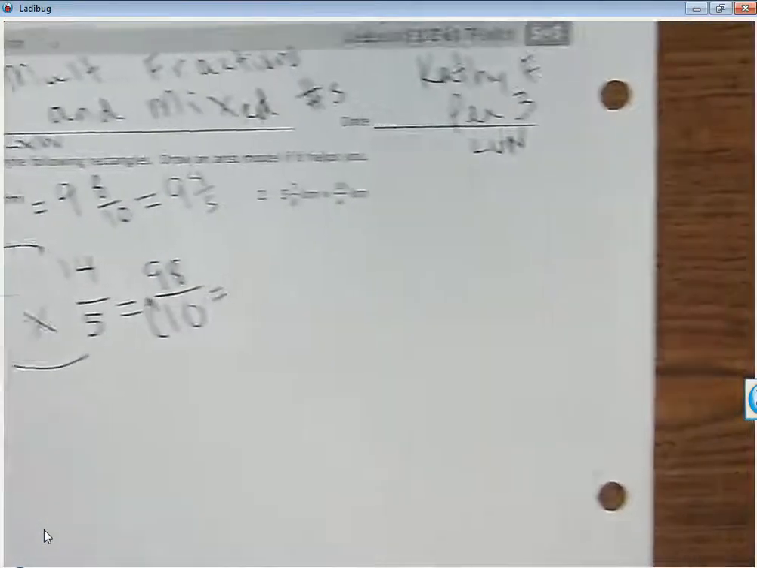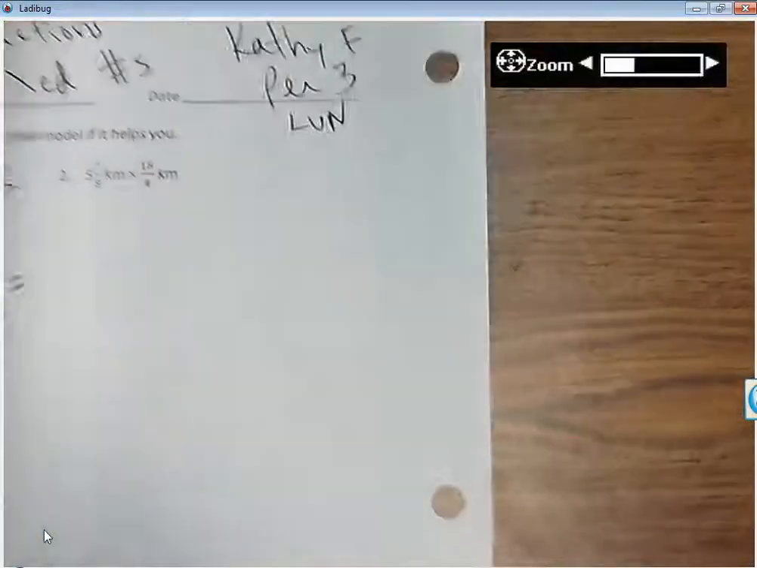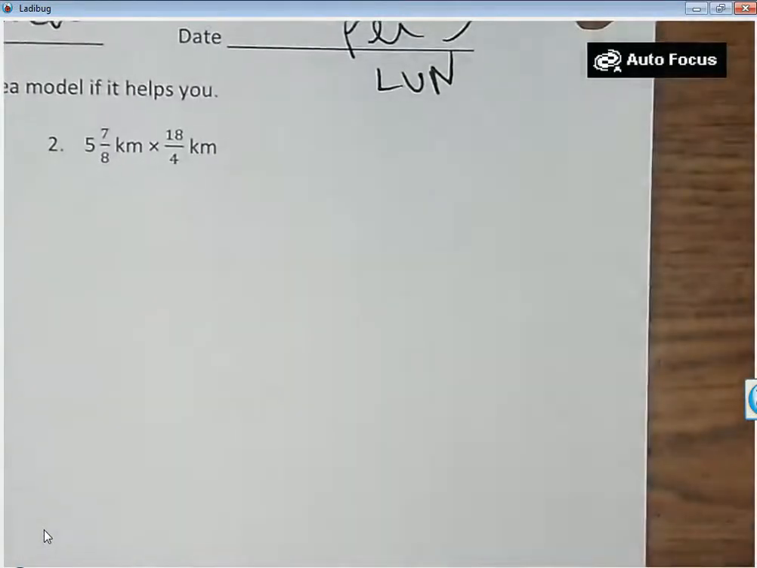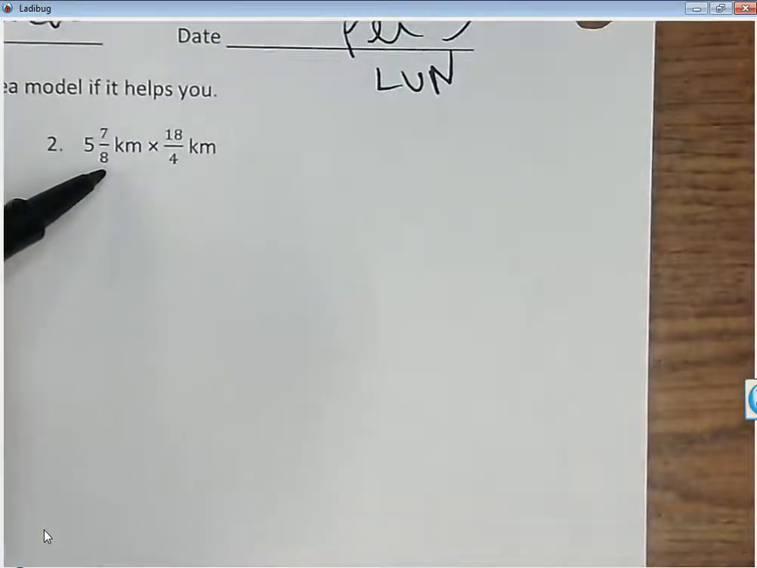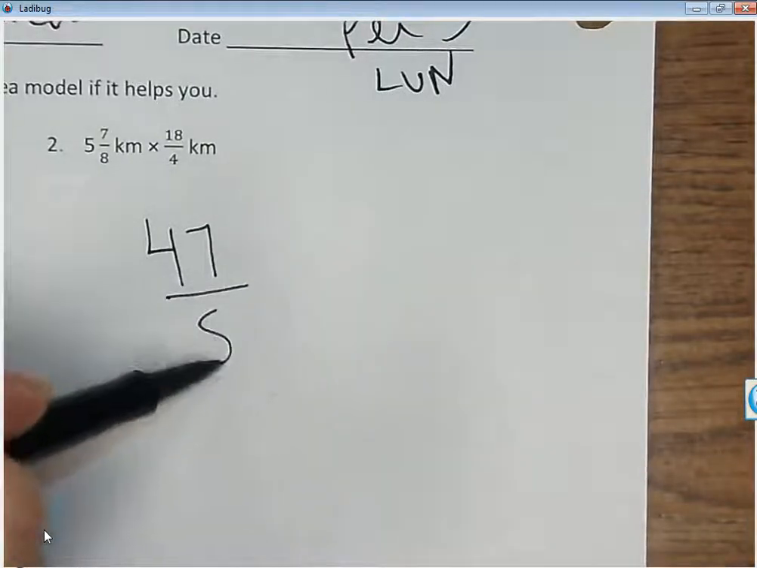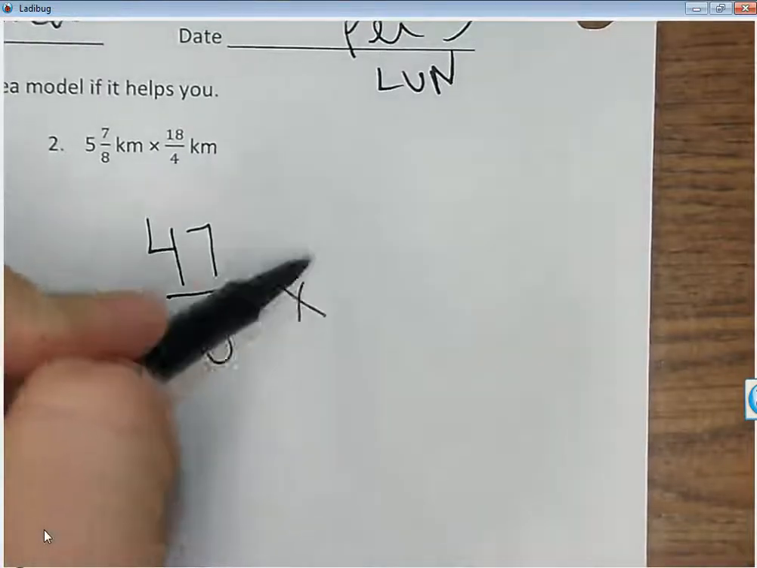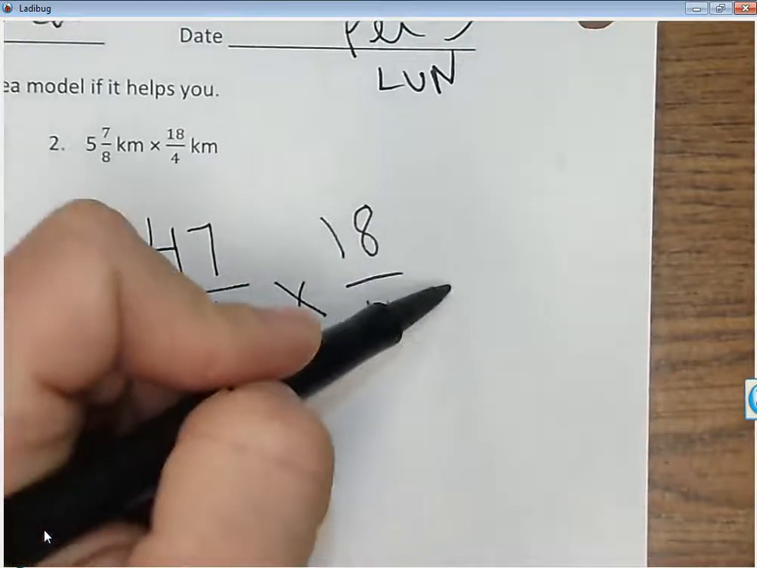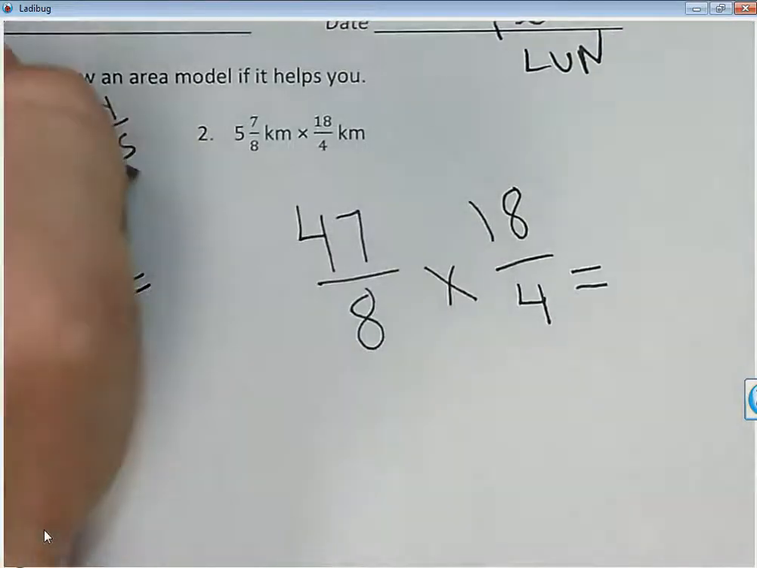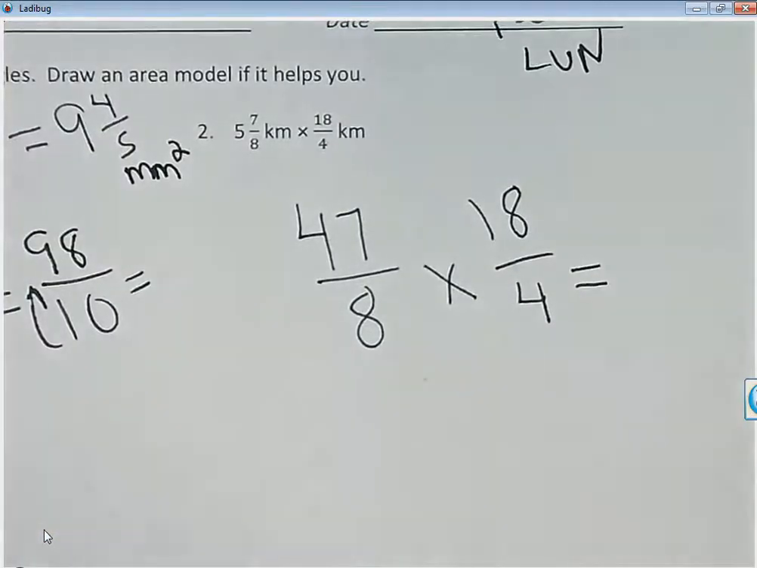Okay, number 2. So we're going to do number 2 two ways. So first let's try the improper fraction way. So make this into an improper fraction. 8 times 5 plus 7. That'd be 40 plus 7 is 47. Times 18/4. Oh, I forgot to put a unit on this one. This should say millimeters squared.